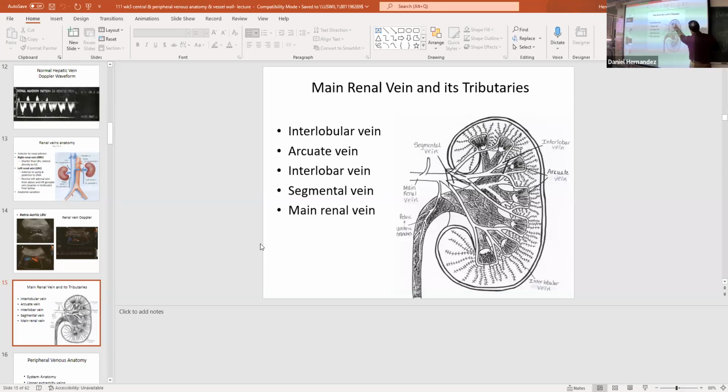These little areas that kind of look like kernels or little candy corn, those are the filtration areas, the pyramids of the kidneys. And the arcuate veins sit on top of those little pyramids within the kidneys. The arcuate veins then drain into the interlobar veins, which then drain into the segmental veins, and all that converges into our main renal vein, which then exits and drains blood out of the kidney.